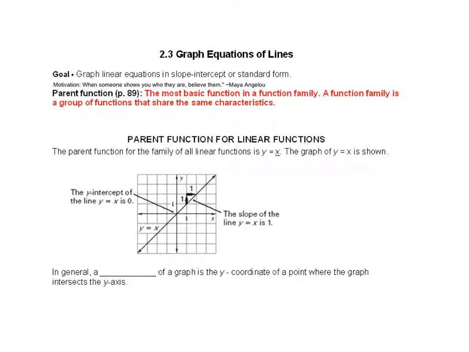Okie doke. Does everybody see where we're at? 2.3 graphing lines. Found it okay?